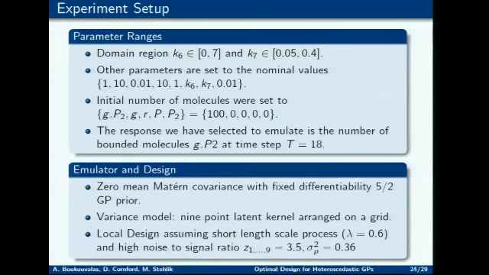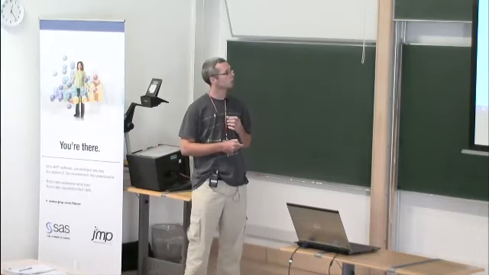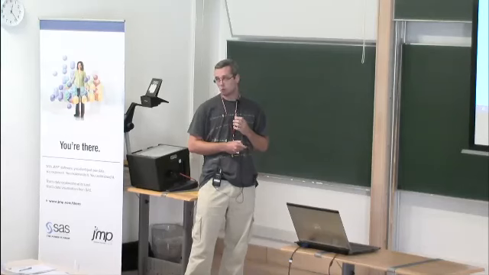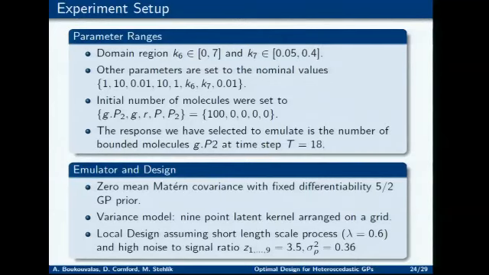For your reference, the initial number of molecules has to be set as well. And then it's a dynamic system. You turn the crank and you use something called the Gillespie algorithm, and you can do exact simulation from this type of network. We have selected to use this as our simulator at a specific time point, t equals 18, for your reference. The emulator we have chosen to use for this small case study is a zero mean Matern covariance with fixed differentiability 5/2. So basically only the length scale parameter and the process variance are free here. And for the variance model, we have used a 9-point latent kernel arranged on a grid. So this will become clear.